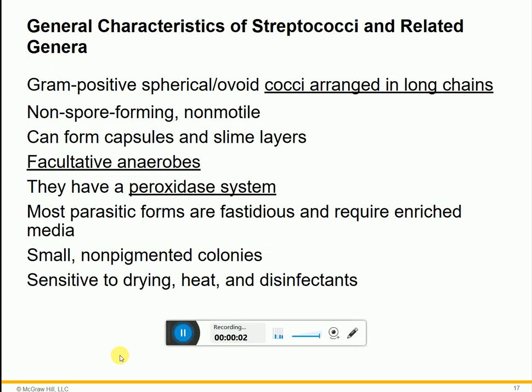In this portion, we'll discuss streptococcal infections. So these are gram-positive organisms that are spherical in shape. They are arranged in long chains. They do not form spores. We will see that some of them have the ability to form a capsule. They are facultative anaerobes, and they do have a peroxidase system.